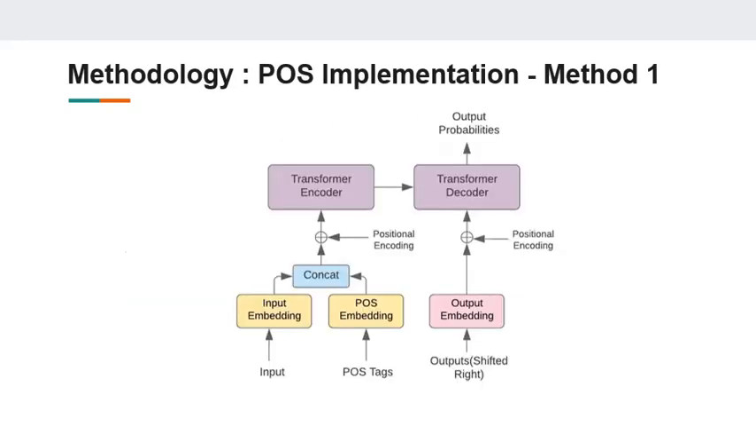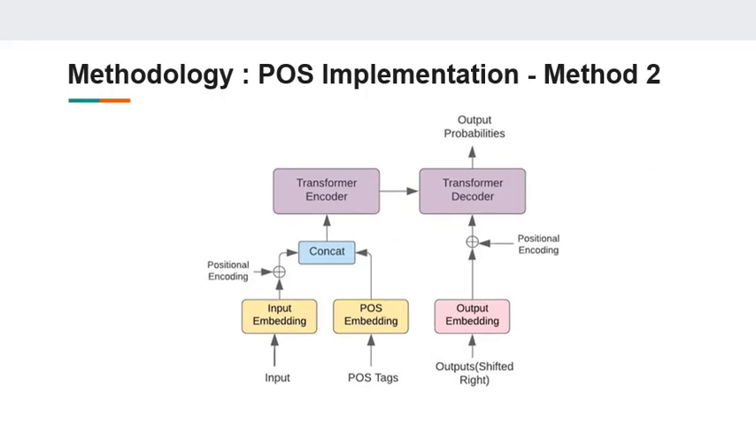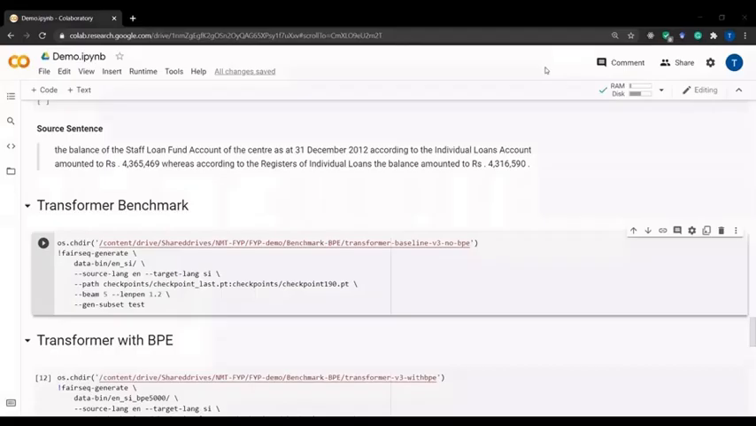This diagram shows the first method, which adds POS information to the input embedding. In the second method, the model treats POS information as a type of positional information and adds it to the transformer's positional encoding unit. Now, let's see a sample demonstration of our models. In this demo we will generate translations for our transformer benchmark model, byte pair encoded model, and finally for the part of speech integrated NMT model.